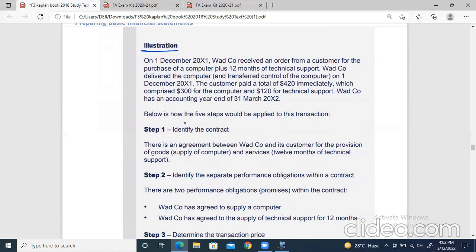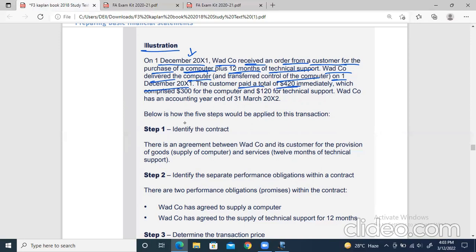Now, the illustration, let's see this one. On 1st December 2011, WAD company received an order from a customer for the purchase of a computer. Now you see this is a whole package, right? There is a computer in this package plus 12 months of technical support as well. WAD company delivered the computer there and then, transferring control of the computer on 1st December 2011. That means the same day that the customer placed the order, the laptop was delivered. The customer paid a total of how much?